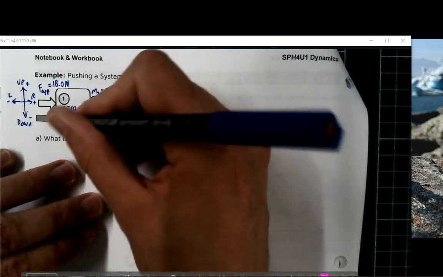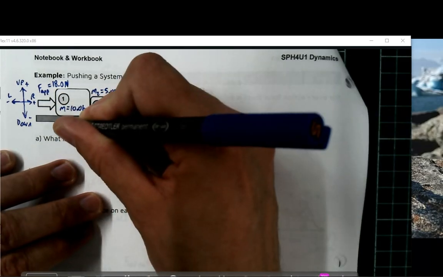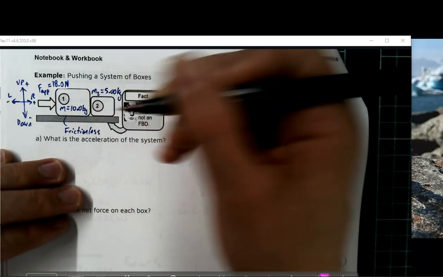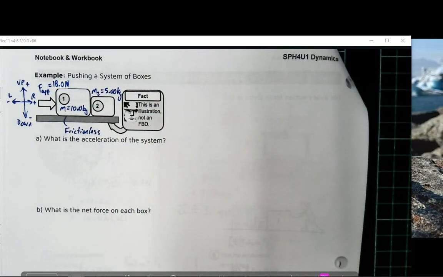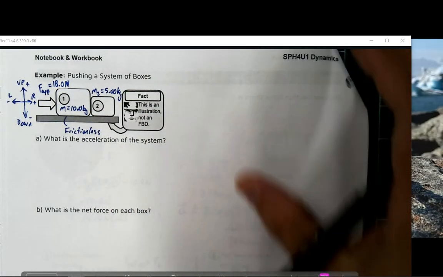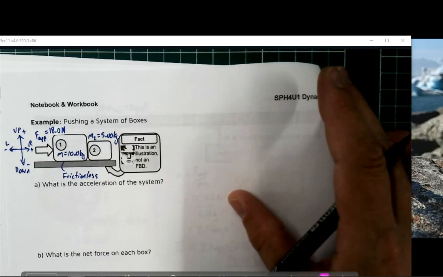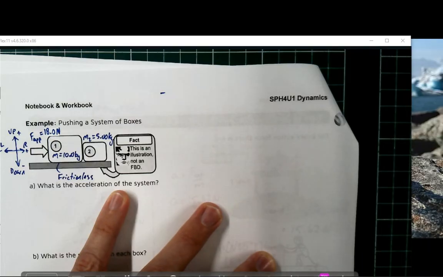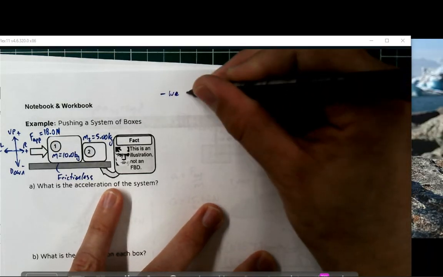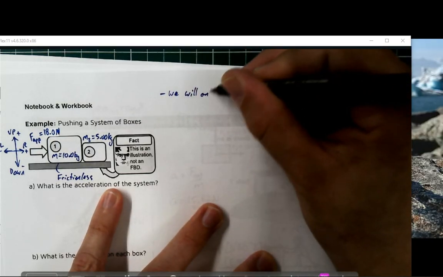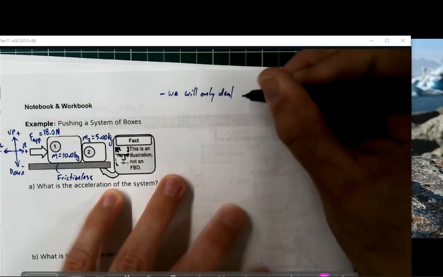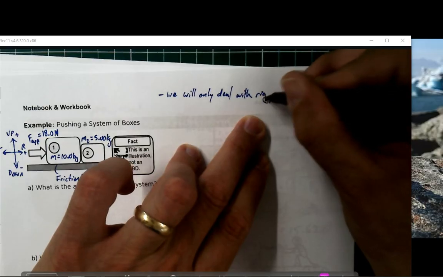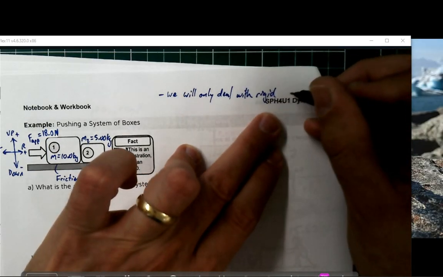And I think for this scenario, we're going to say that the floor is frictionless. Again, just to keep things simple for now. So we've got this frictionless floor. Before we go any further, I want to list off some promises. We will only deal with rigid systems. And I'll unpack what that means.